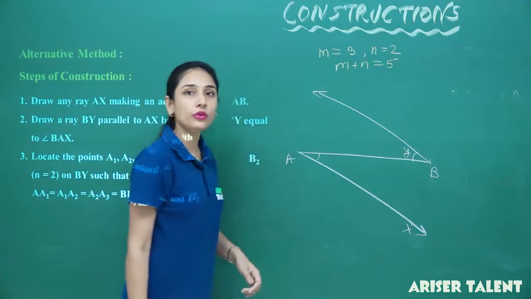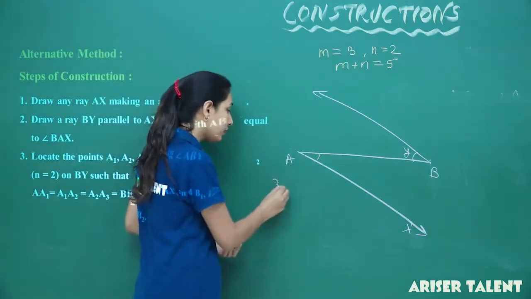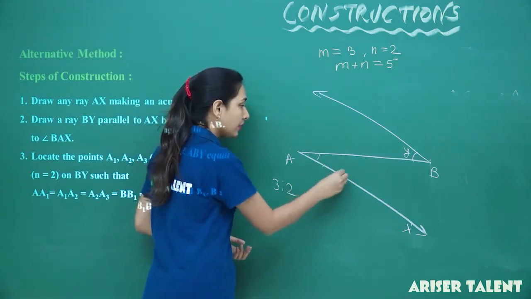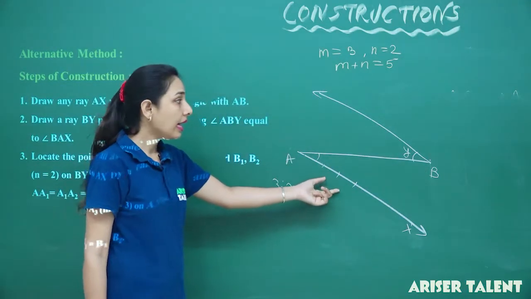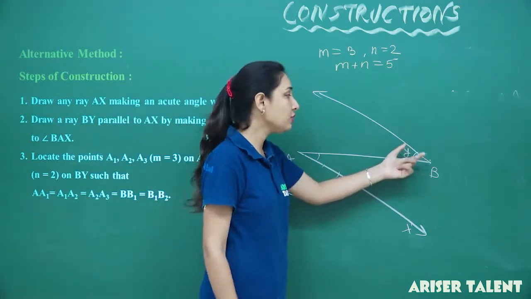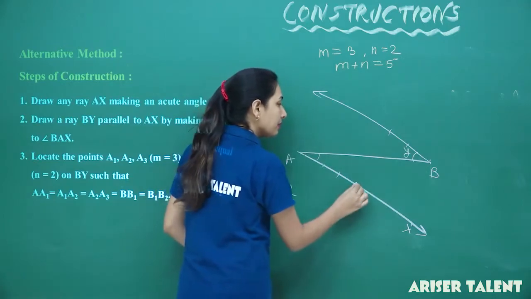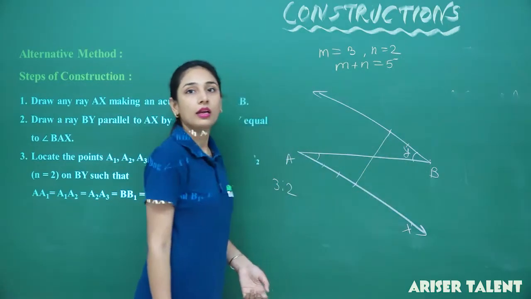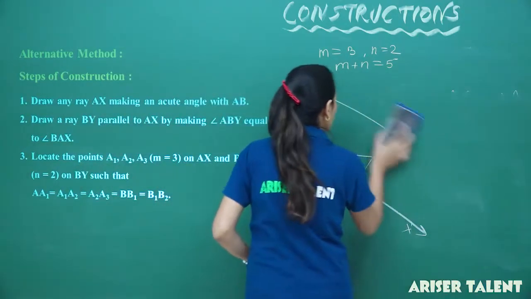Now what are you going to do? You will be taking the ratio 3:2. So if you are having 3:2, you will be having 3 arcs here of the same length, and again here with the same radius you will be cutting 2 arcs, and you will simply meet them with the scale. Okay, so we have done that.